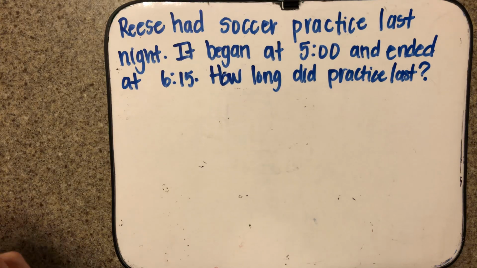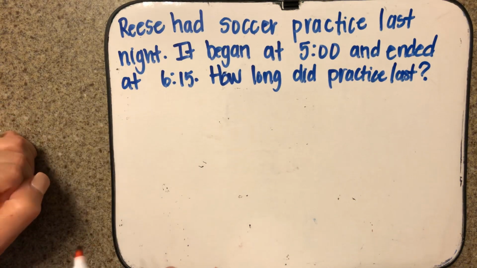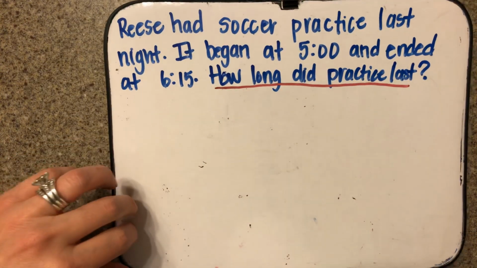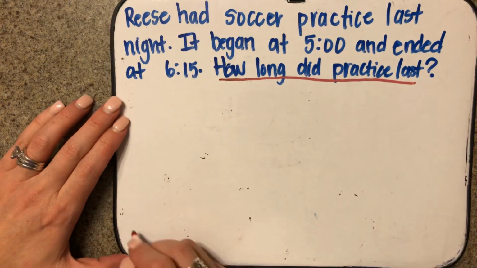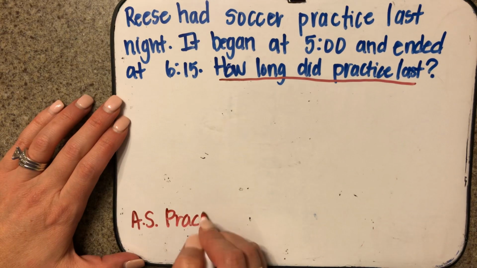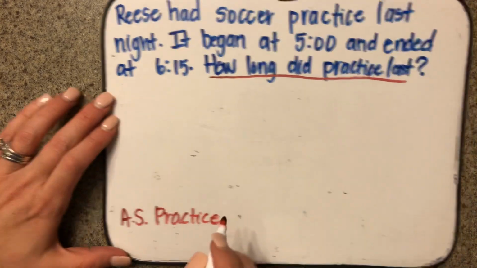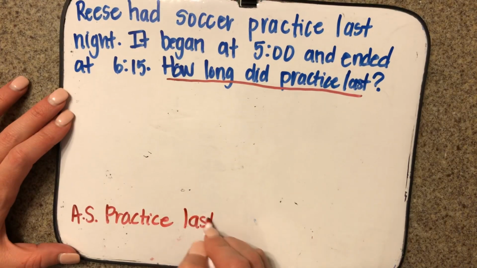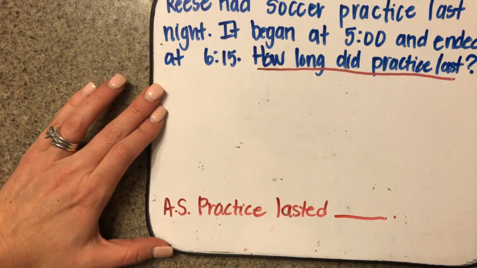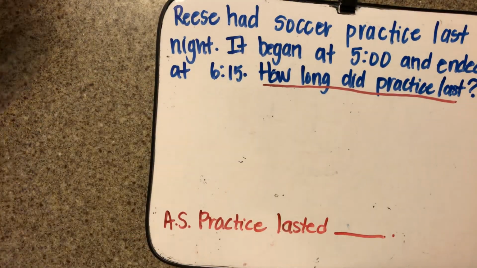Just like with any other word problem, our first step is to identify what the question is asking. Our question here says, how long did practice last? So if I'm writing my answer sentence down here, practice lasted blank. I don't really know if I'm going to be determining hours or minutes yet, so I'm just going to leave that part blank.